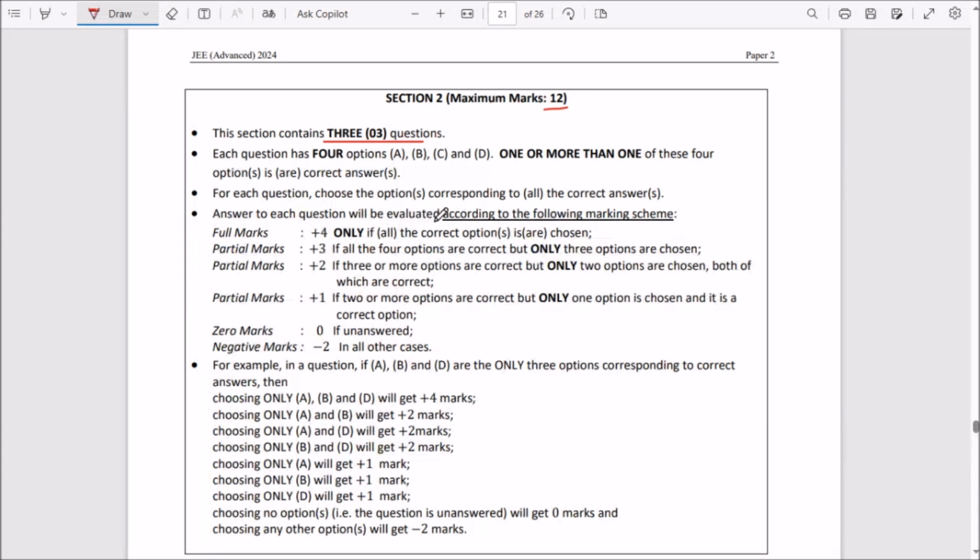Answer to each question will be evaluated according to the following marking system. You will get +4 if all the options are correct and you chose all the correct options, and you will get only +3 if all the 4 options are correct but only 3 options are chosen, and +2 if 3 or more options are correct but only 2 options are chosen, both of which are correct. +1 if 2 or more options are correct but only 1 option is chosen and it is a correct option. If you do not attempt, you will not get any marks. However, if you choose any wrong answer, you are going to lose -2 marks. Let us see the questions.